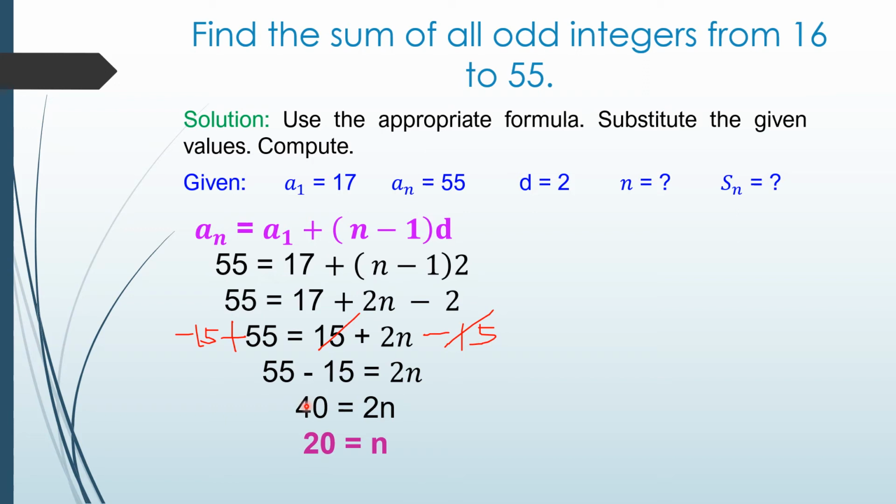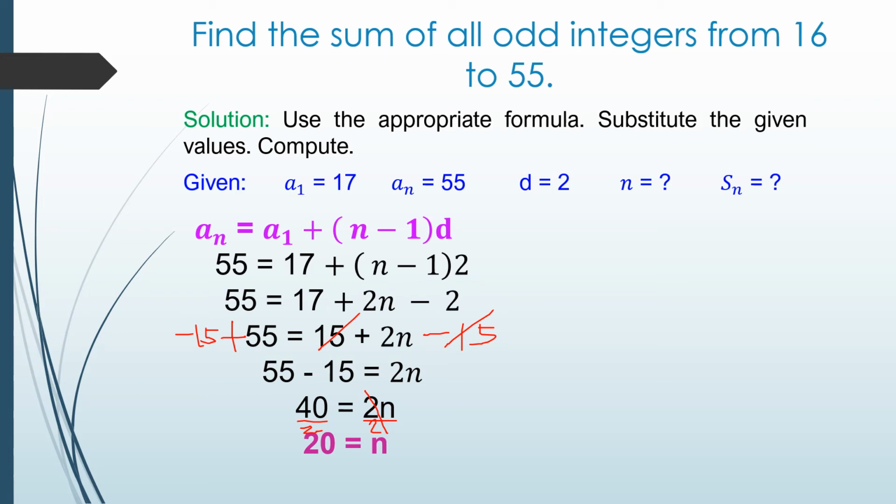Now, kailangan natin gamitin ang division property of equality kung saan parehas ang kanan at ang kaliwang bahagi na i-divide natin sa 2. Upang ma-eliminate ang 2 sa kanang bahagi, kasi 2 divided by 2, that is 1. Kung kaya't ang matitira na lamang ay value ng n, and sa kabila, 40 divided by 2, that is 20. So may bilang pala tayo na 20. 20 pala ang odd integers mula 16 hanggang 55.